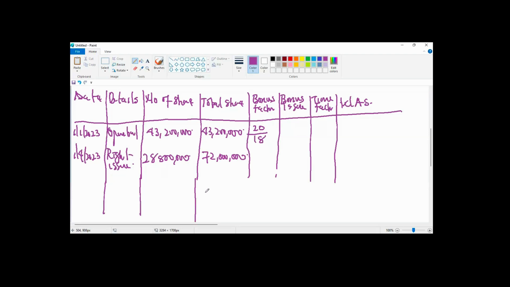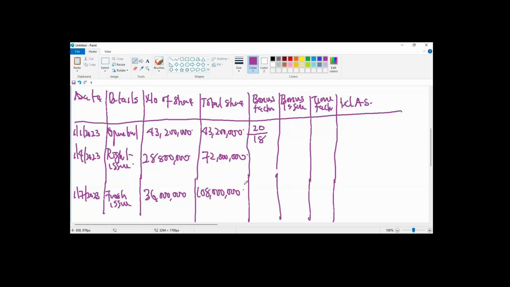On 1st July 2023, Ramirez issued 36 million. Fresh issue. How much is the fresh issue? 36 million ordinary shares. So 36 plus 72 is 108 million. So we have 108 here.